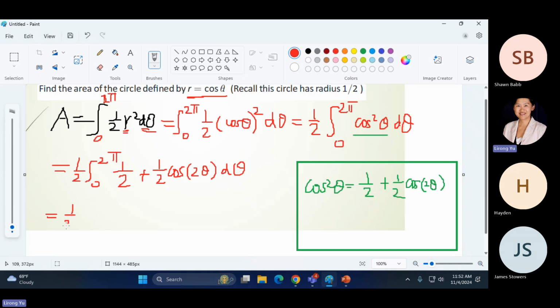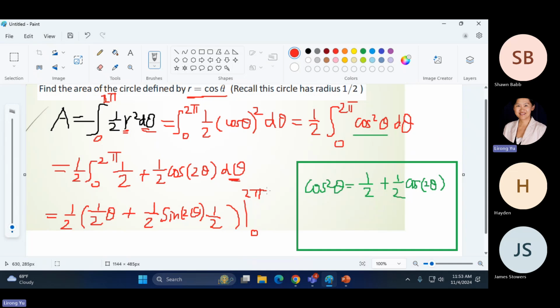So it's going to be 1/2 times. If you integrate the 1/2, you get 1/2 theta. And if you integrate 1/2 cosine 2 theta, the antiderivative of cosine is sine, so it's 1/2 sine 2 theta. But this is the integration of 2 theta according to the reverse chain rule, so you have to have another 1/2. That is the entire antiderivative, evaluated from 0 to 2 pi.